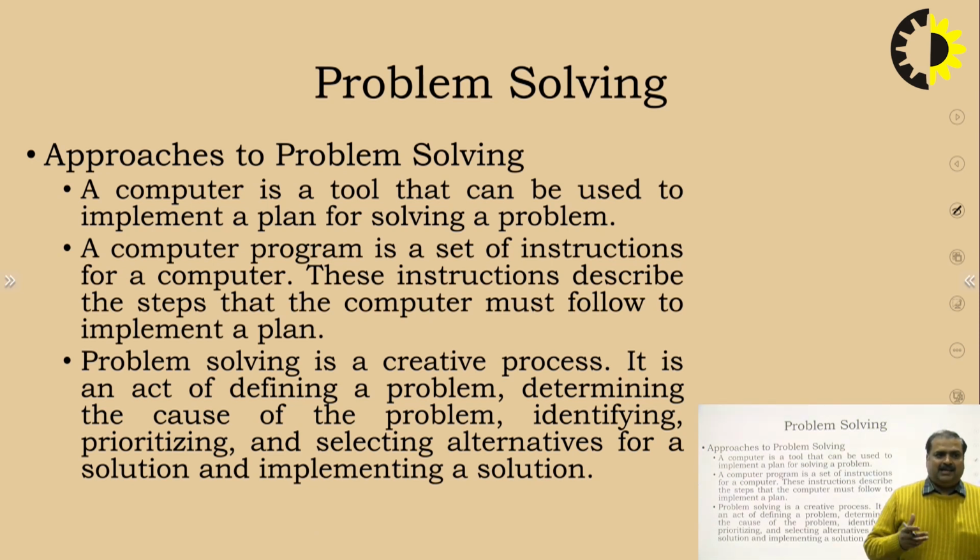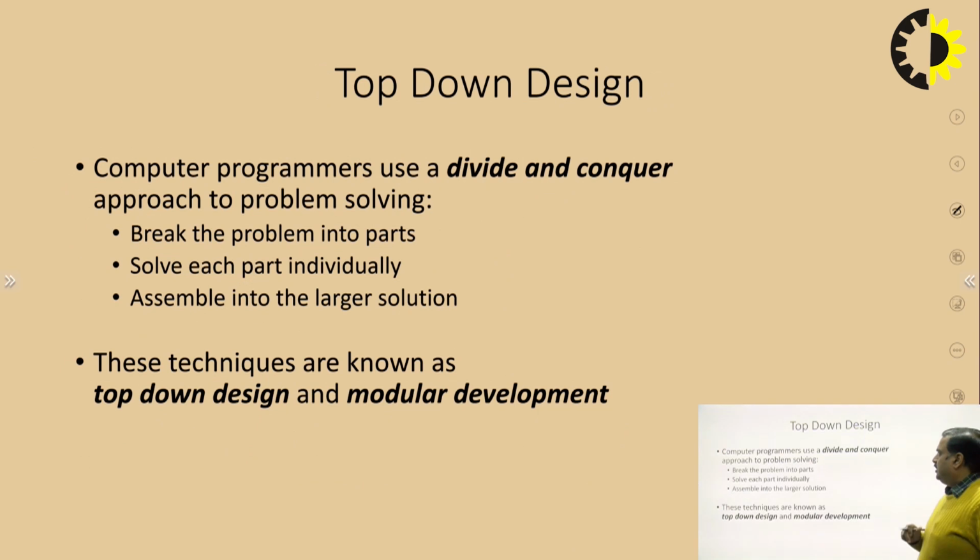The next thing is identifying and prioritizing. There may be n number of solutions available for a problem. So which solution is best? Sometimes the best solution cannot be implemented in our system due to some constraints. So what kind of solution do we need to select or prioritize? Then, when the problem is defined, we are in the process of finding a solution.